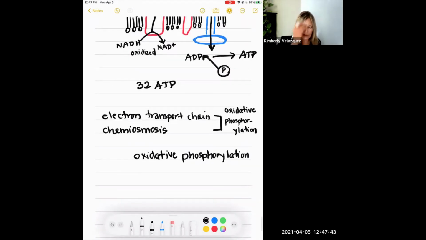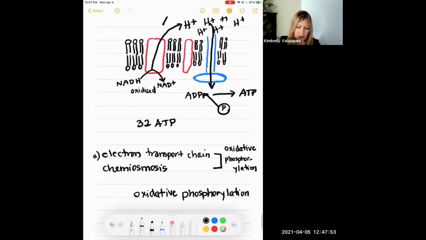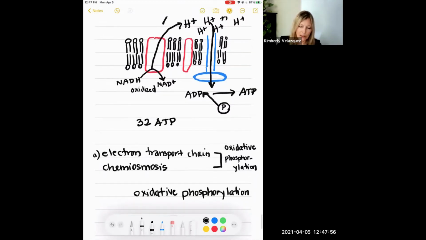Those are the two stages of oxidative phosphorylation. Electron transport chain: the hydrogens are stripped away, those electron carriers become oxidized, and the hydrogen is pumped out into the space. Chemiosmosis is when those hydrogens come back across and phosphorylate ADP to form ATP. I'm going to show you a better picture of that in a minute. That's how 32 ATP are generated at the end.